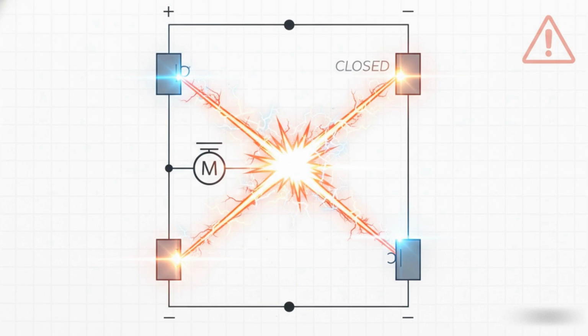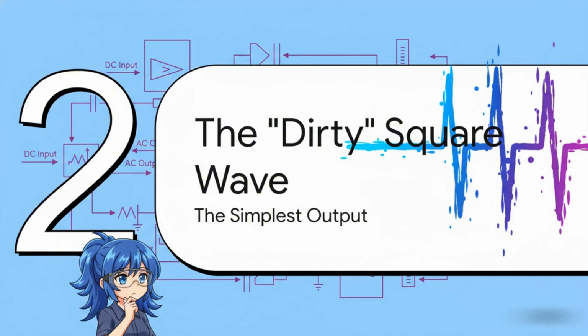So to prevent this disaster, engineers program in a tiny delay called a blanking time. It's a brief moment where all the switches are off, ensuring that one pair is definitely off before the other pair is allowed to turn on. It's a simple but life-saving feature. Okay, so we've got our basic tool, the H-bridge.